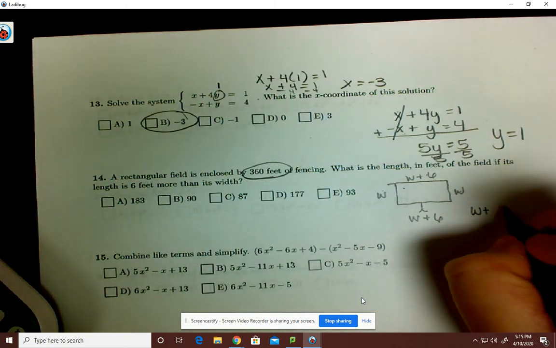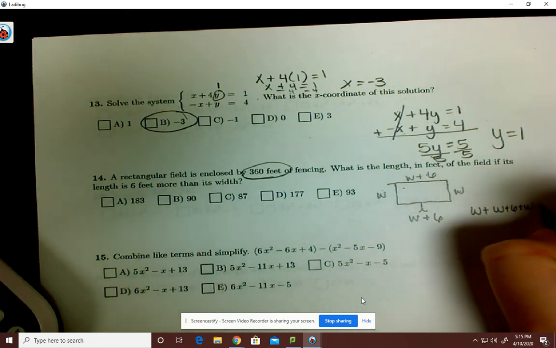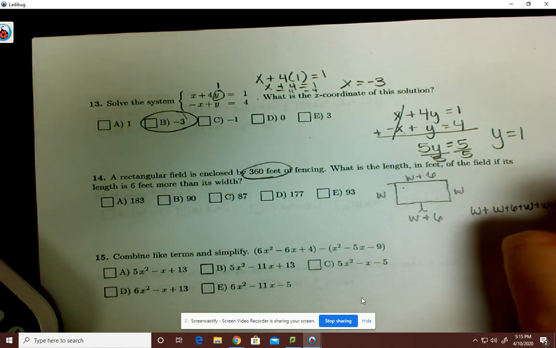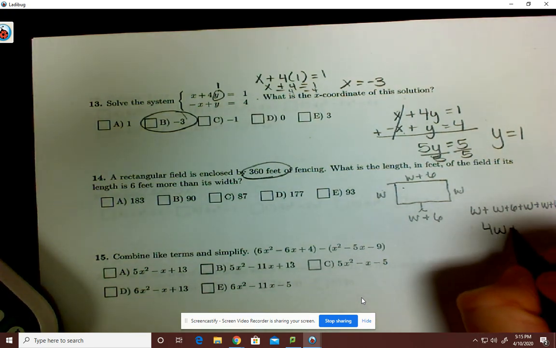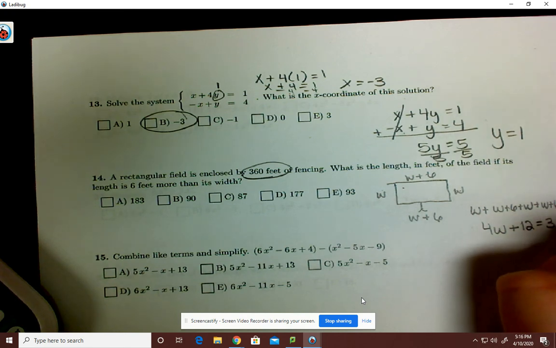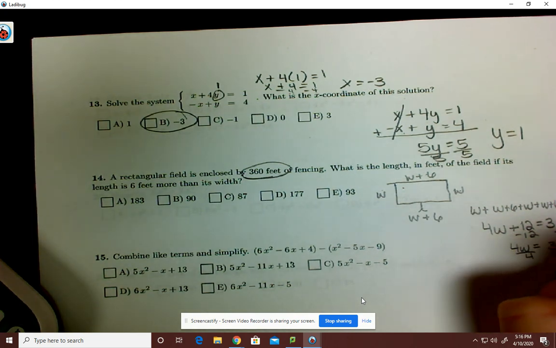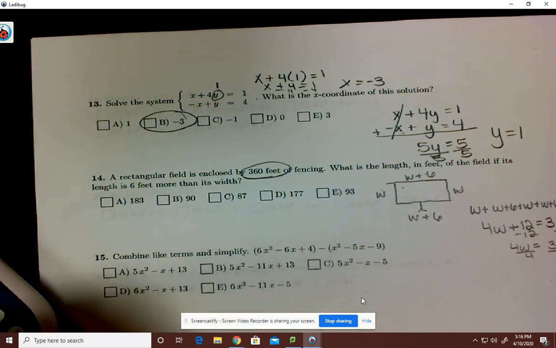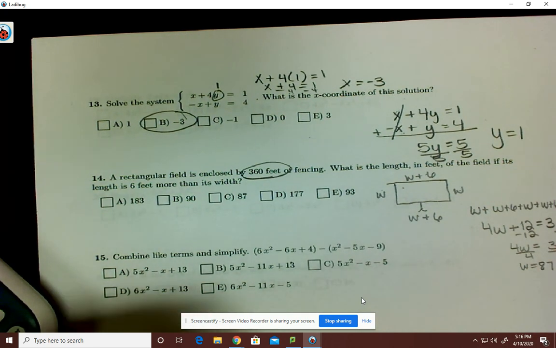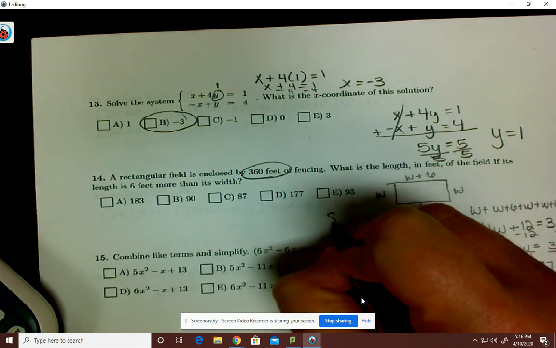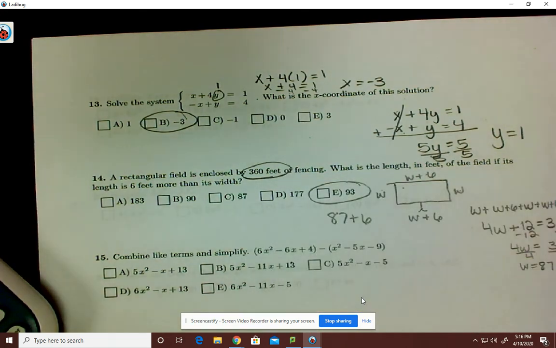So W plus W plus 6 plus W plus W plus 6 equals 360. So I have 1, 2, 3, 4 W's. 6 plus 6 is 12. Subtract 12. Divide by 4. And we get the width is 87. And the length is 6 more than that. So 87 plus 6 will give us 93 for the length.